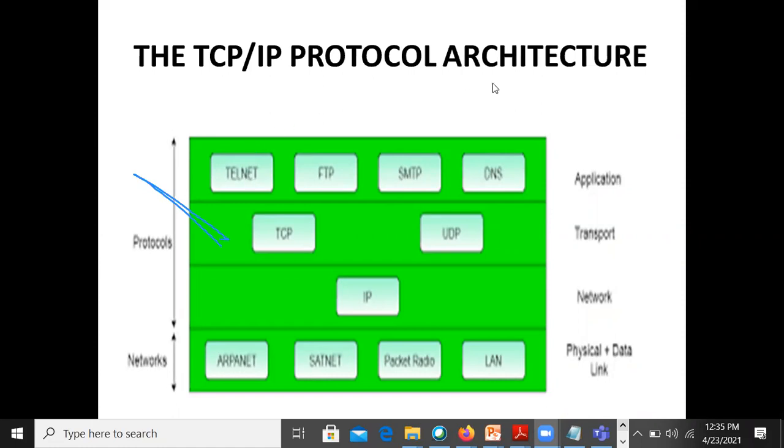That means how the user has to interact. If he wants to transmit a mail, he has to use a mail application. In the mail application, what are the formats, what are the syntaxes, what are the semantics, what are the timing rules? All those you have to include at this application layer. So that is the topmost layer, the application layer in the TCP/IP protocol.